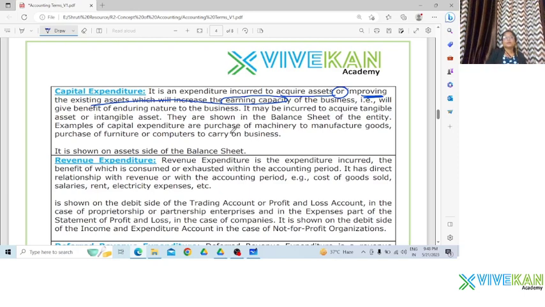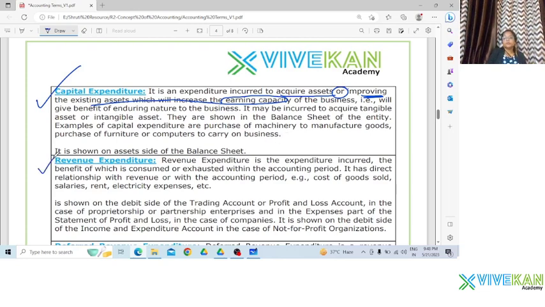But in case you have done some modifications in the plant and machinery, earlier you were able to produce 1,000 units, and now you are able to produce 1,500 units. That means you have increased the earning capacity. So this is called a capital expenditure. It can be new or existing, but it increases the earning capacity of the business. So this is an example of capital expenditure.